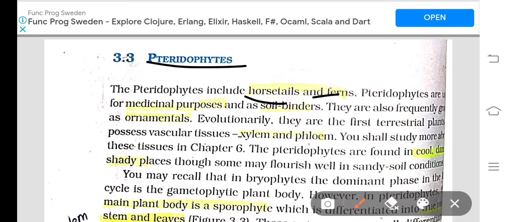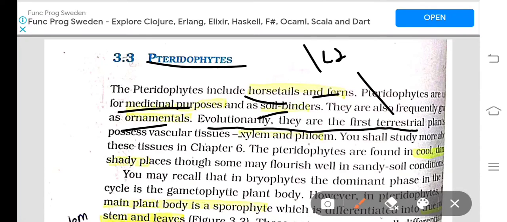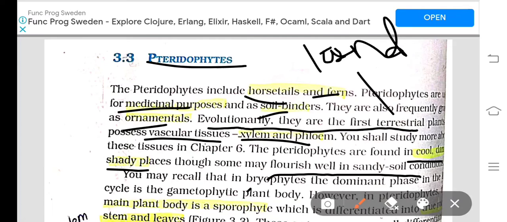Pteridophytes include horsetails and ferns. They are used for medicinal purposes and as soil binders. They are also frequently grown as ornamentals. And evolutionarily they are the first terrestrial plants, meaning they are the first plants which grew on land. Until now, bryophytes and algae, we have seen they grew in water, so these were the first grown on land. They possess vascular tissues, which are xylem and phloem. They are found in cool, damp, shady places, and they flourish well in sandy soil conditions also.